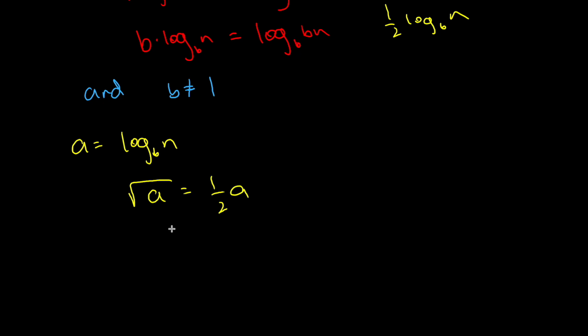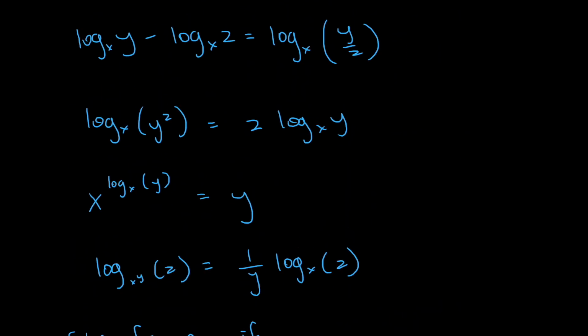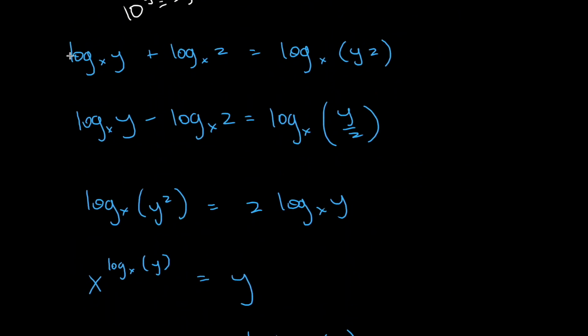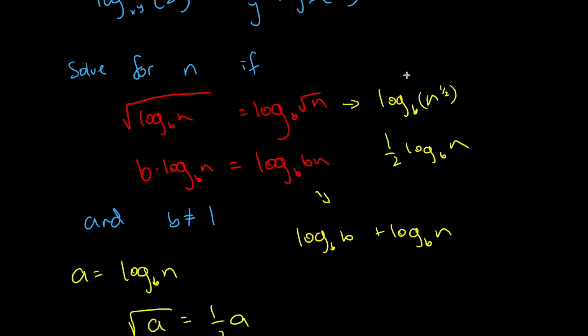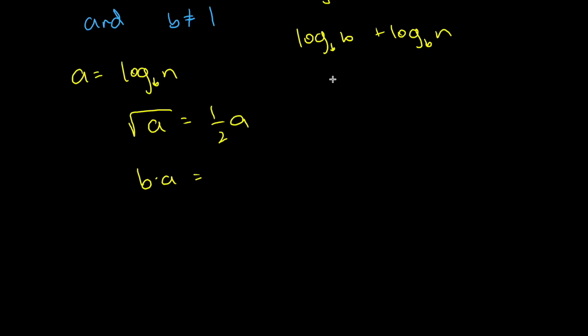Now the next equation is b times log base b of n, which is b times a, is equal to, well, we can unsimplify this, you could say. This is equal to log base b of b plus log base b of n if we use our addition property. So log base b of b is simply 1 because b to the power 1 is b, plus log base b of n, which we said was a, so we have 1 plus a.